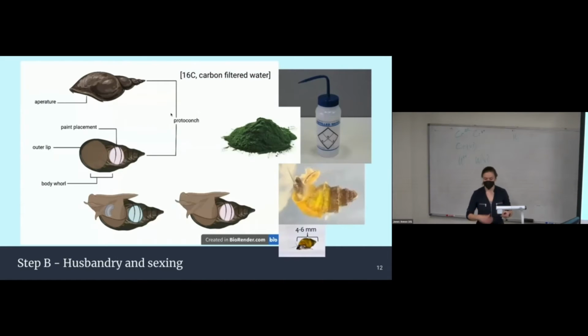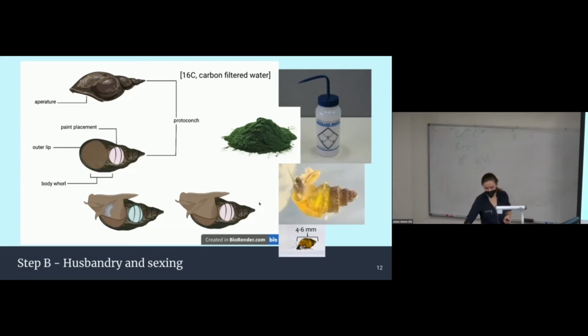So, step B is the husbandry and the sexing. They're kept at 16 degrees Celsius in carbon filtered water. That's what they like. Over here, I just have a diagram of what we're exactly looking at. They're long snails. Comparatively, they're very small. We fed them spirulina in the same carbon filtered water. But this is a diagram of the sexing down here.